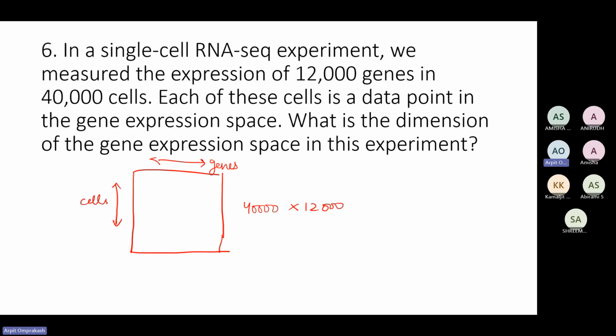So the dimension of the gene expression space here will be 12,000 dimensions, because our samples are all our 40,000 data points. So these will be our data points, and these will be our dimensions, one per gene. Is this okay? Does anyone have any questions?